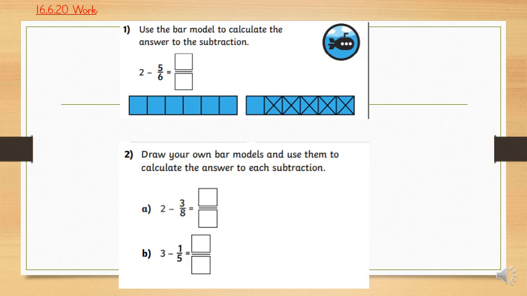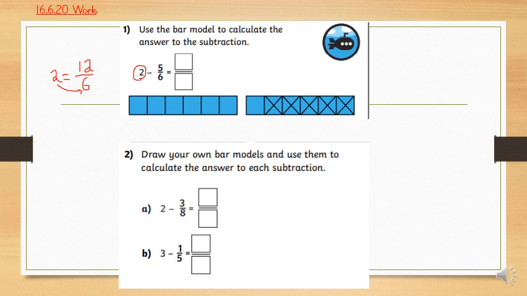All right, so your work for today. Question 1 says, use the bar model to calculate the answer to the subtraction. It's up to you. If you find it easier without the bar model, you can do it without the bar model. First thing I would do would be to look at this number and write it as a fraction. You know that you're working with 6. So 2 wholes equals how many sixths? Remember what we did in the last slide? We multiplied the whole number by the denominator, which would give us 12 over 6. Then you're doing 12 sixths, take away 5 sixths, which makes it a little bit easier.